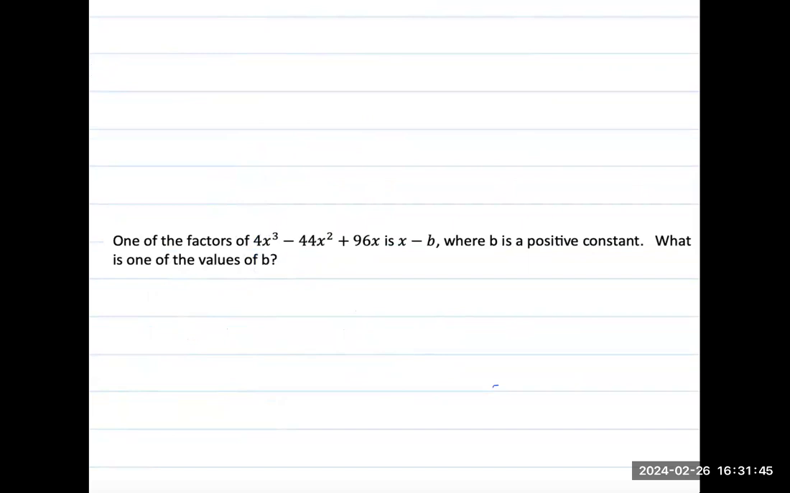Here we have a factoring situation because we're being told that it's a factoring situation. And when you're factoring, you always want to try to find the GCF first, the greatest common factor. So our coefficients are 4, -44, and 96. They're all divisible by 4.